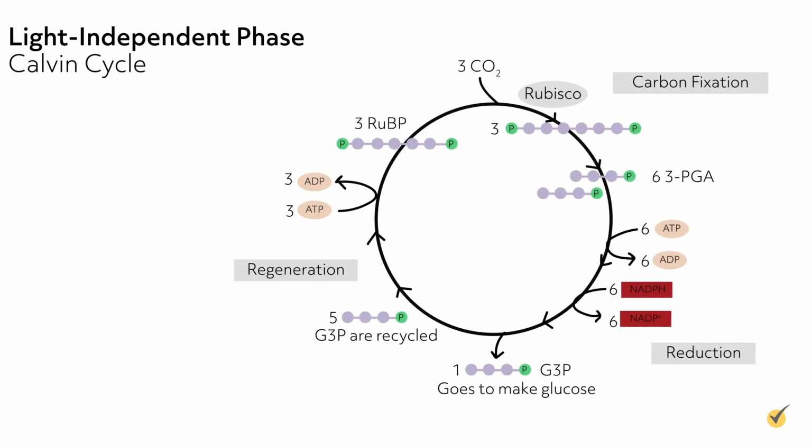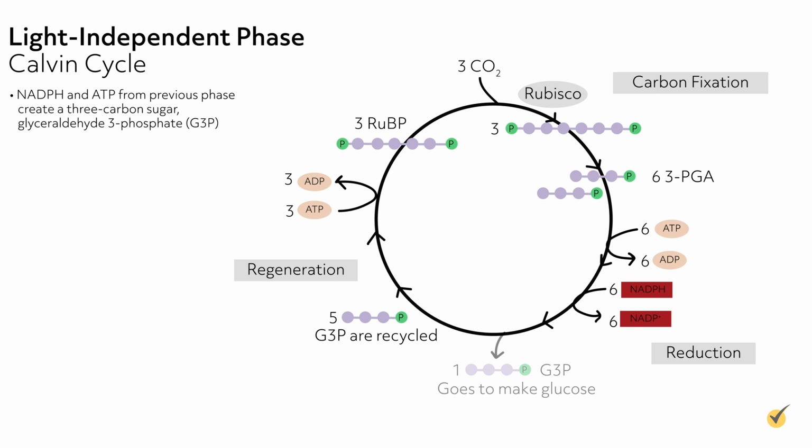Let's talk about the second phase that is especially unique to photosynthesis. Phase 2 of photosynthesis takes place in the stroma and is called the light-independent reaction because, unlike phase 1, it doesn't directly require sunlight to occur. During this phase, also known as the Calvin cycle, the NADPH and ATP generated during the light-dependent reaction are used to make a 3-carbon sugar, glyceraldehyde 3-phosphate, or G3P, that can later be used to make glucose.